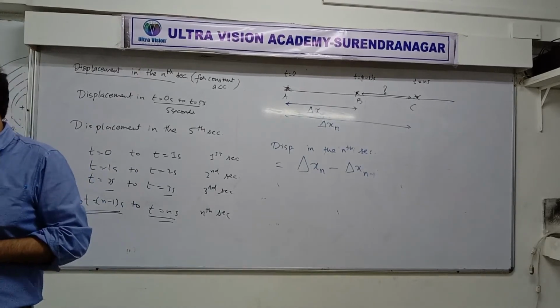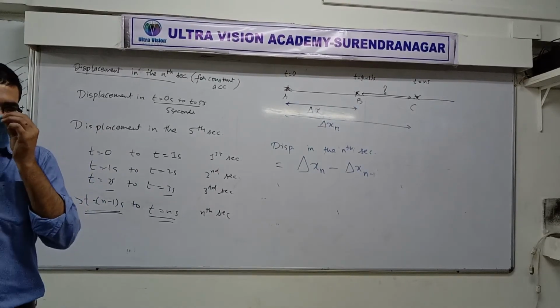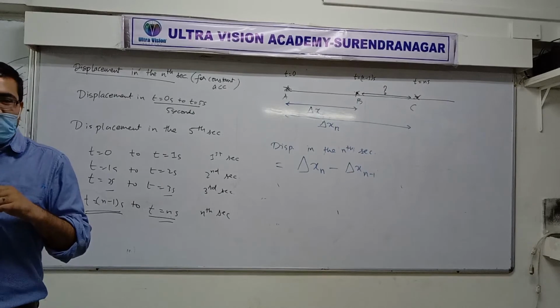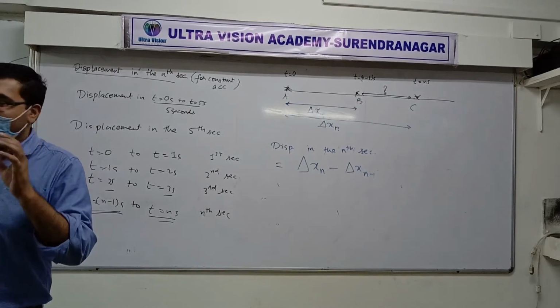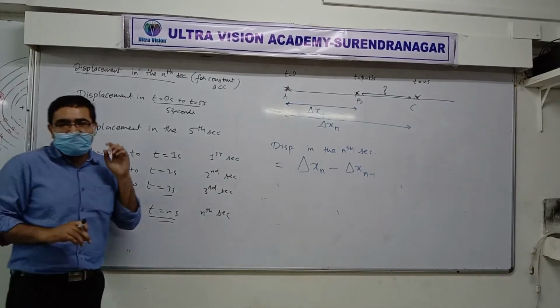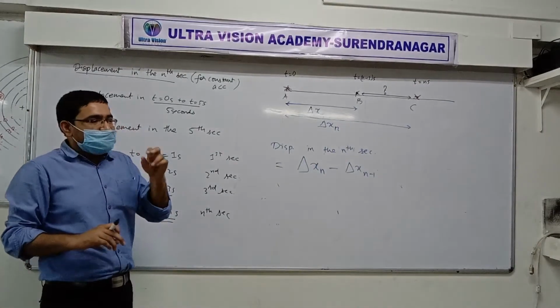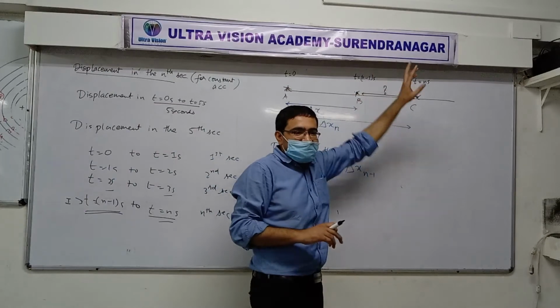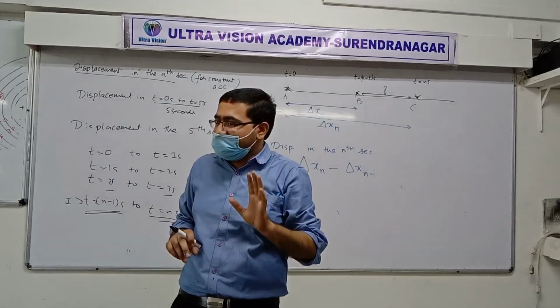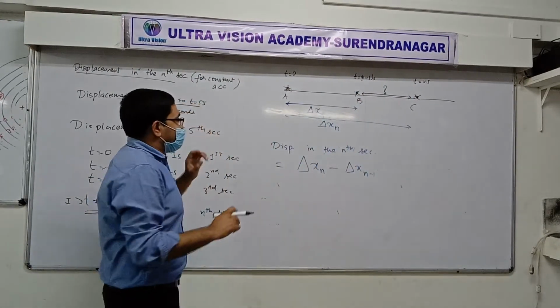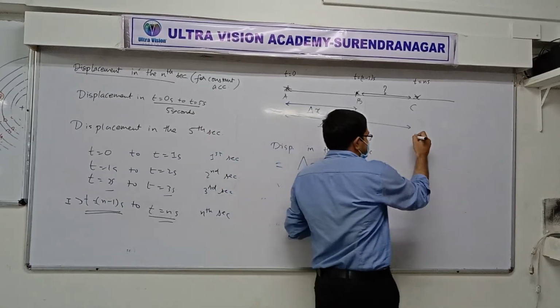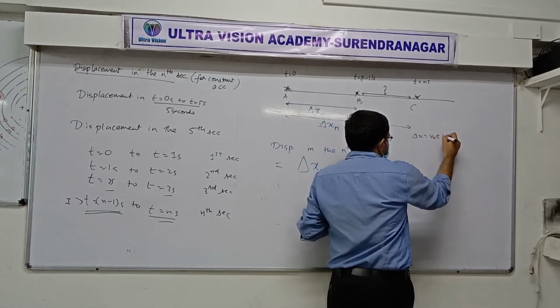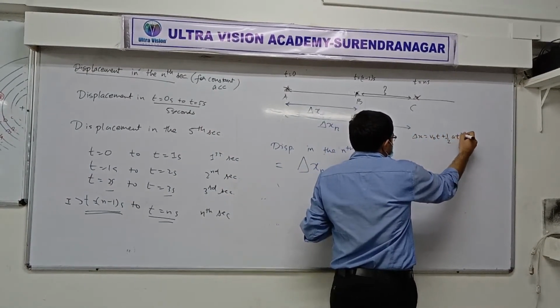Now, how to find delta x if acceleration is constant? Equations of kinematics. Yes or no? Yes. Which one? Second or third? Second. Because here everything is about time. You see, this to this to this, everything is about time. Clear or not? Yes. Okay. Write the formula on the side. What is the formula? Delta x equal to v0 t plus half a t square.